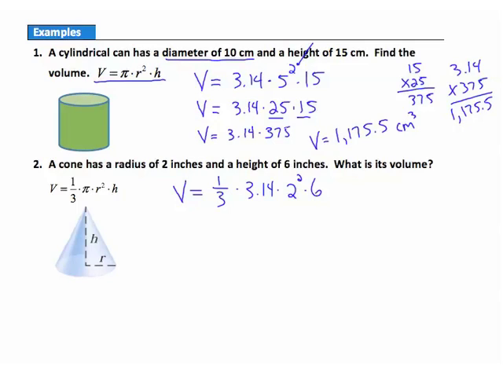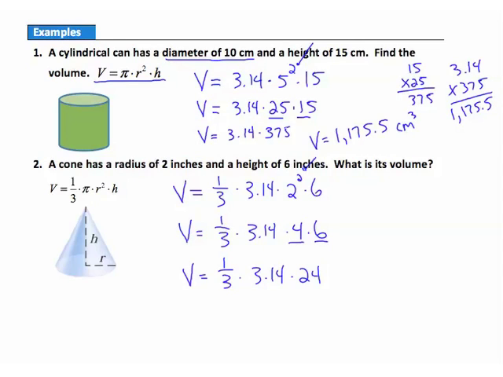So I've got all this information plugged in. Now I need to evaluate this expression on the right. And again, we're going to start with our exponent. Well, 2 to the second power is 4. So I have 1/3 times 3.14 times 4 times 6. And again, I'm going to wait almost till the end to multiply by 3.14. So I'm going to first multiply 4 and 6 together, and that's going to give me 24. So I have 1/3 times 3.14 times 24.